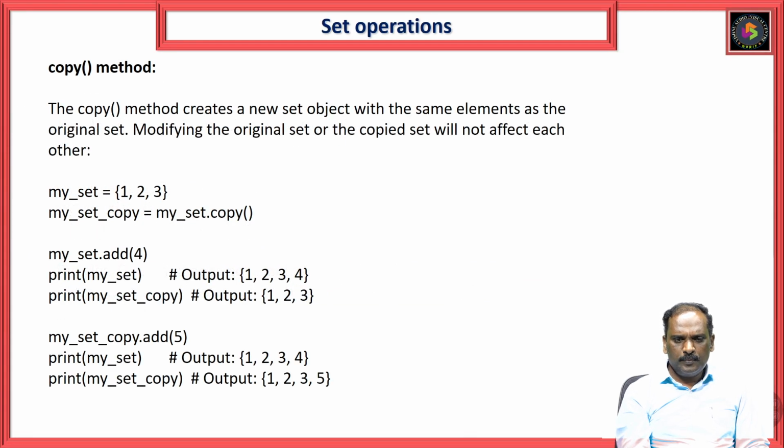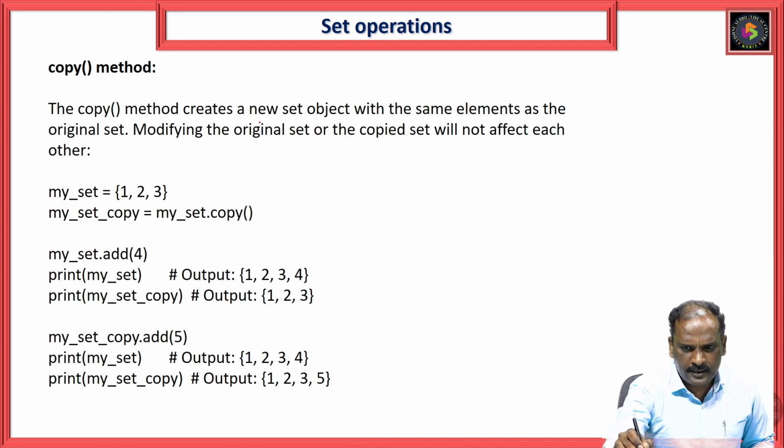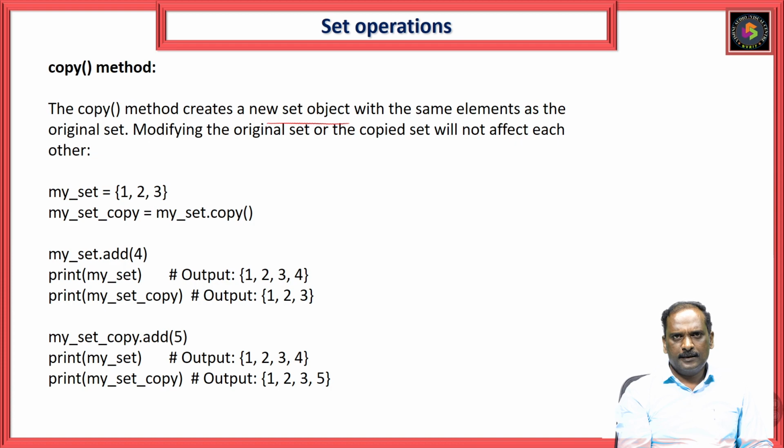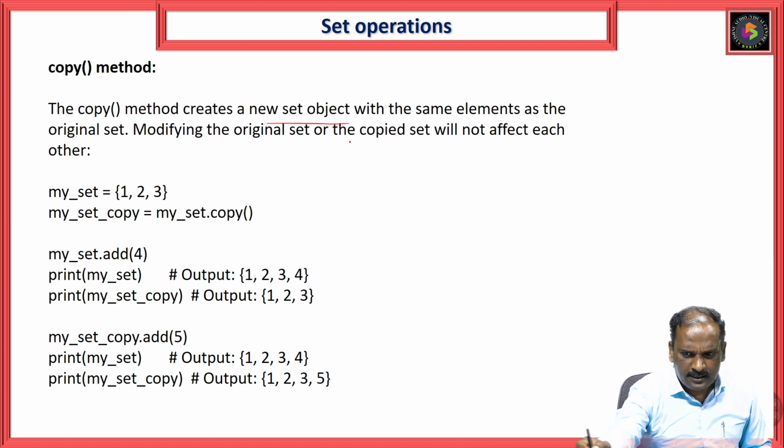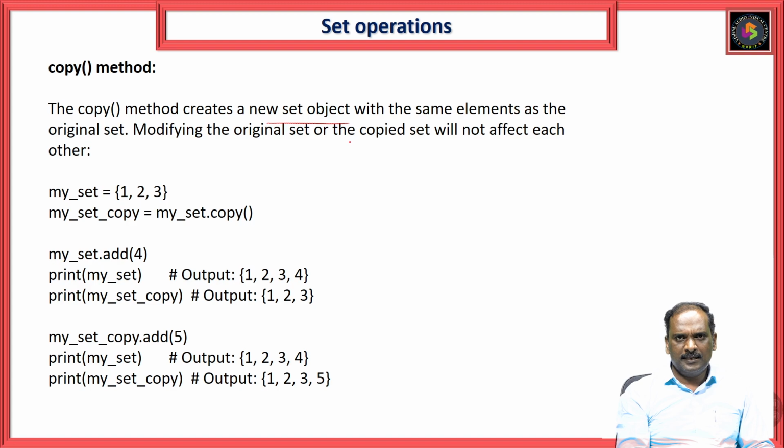The next set operation is the copy method. The copy method is used to create a new set object with the same elements as the original set. So we create a new copy. Modifying the original set or the copied set will not affect each other. Since they are stored at different memory locations, modifying the new set object or the original set object does not modify the other set.